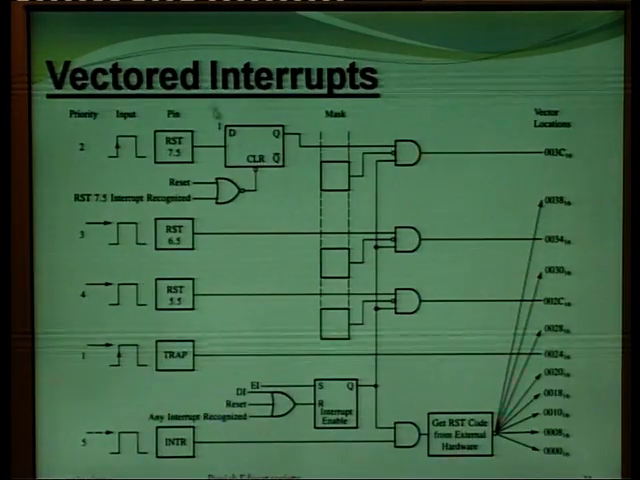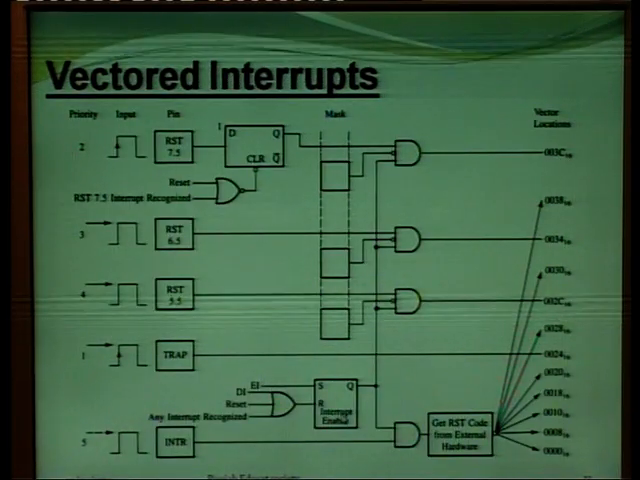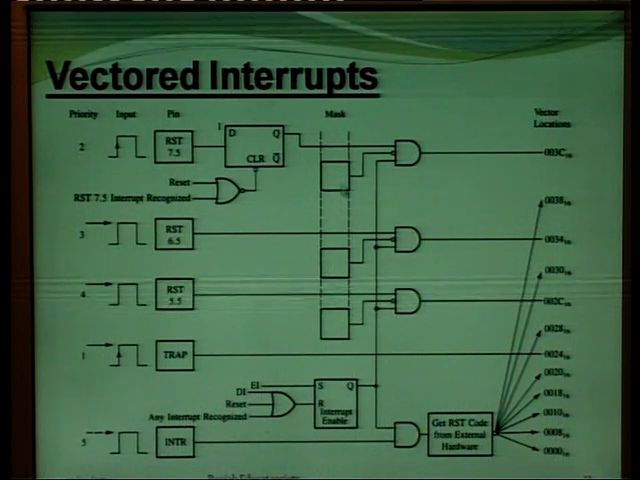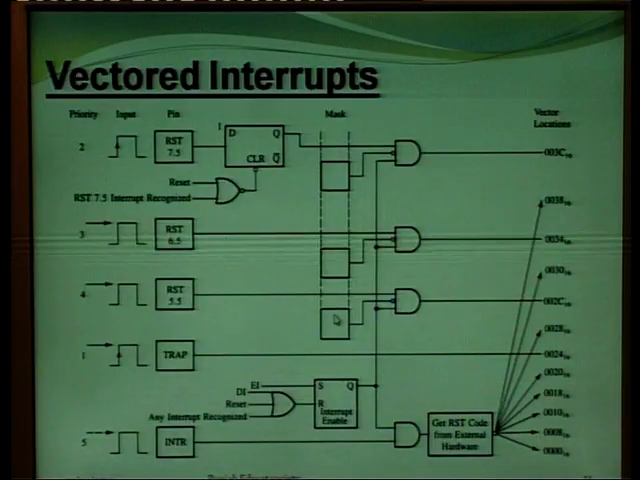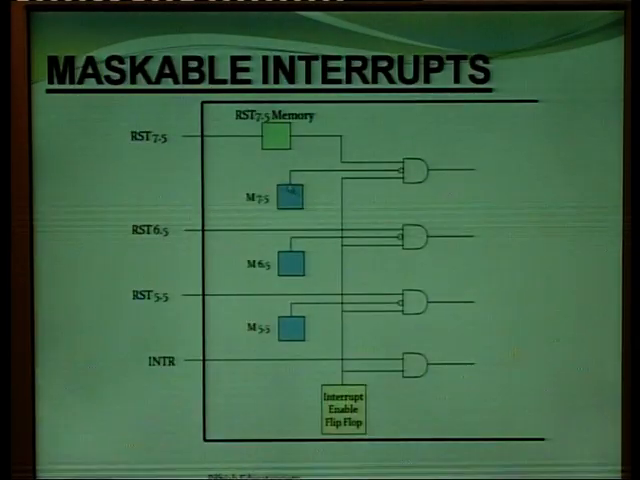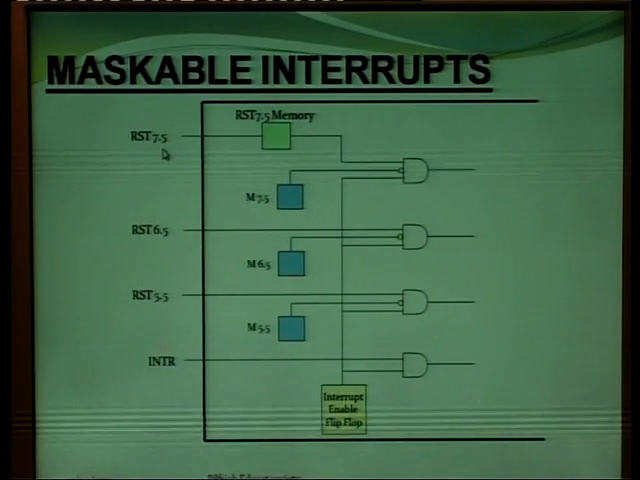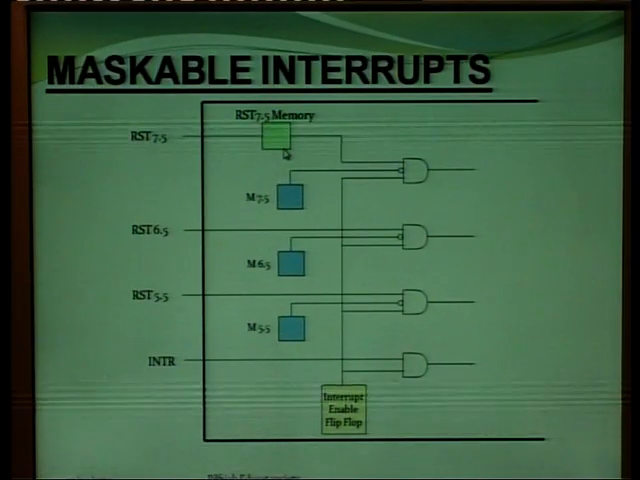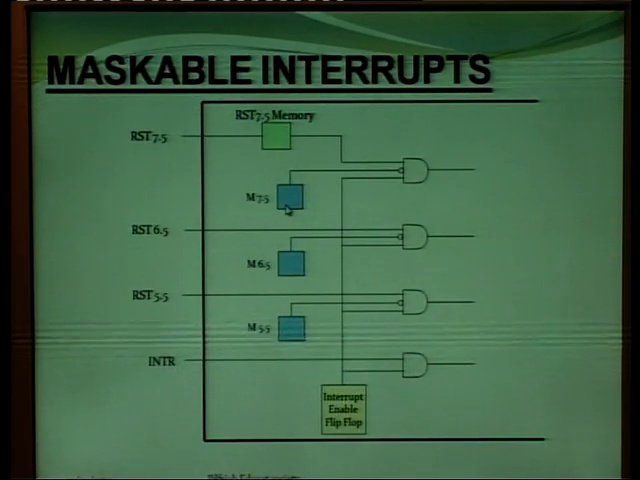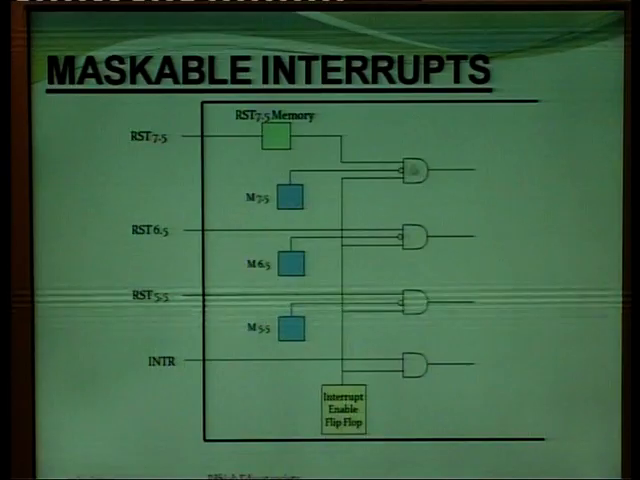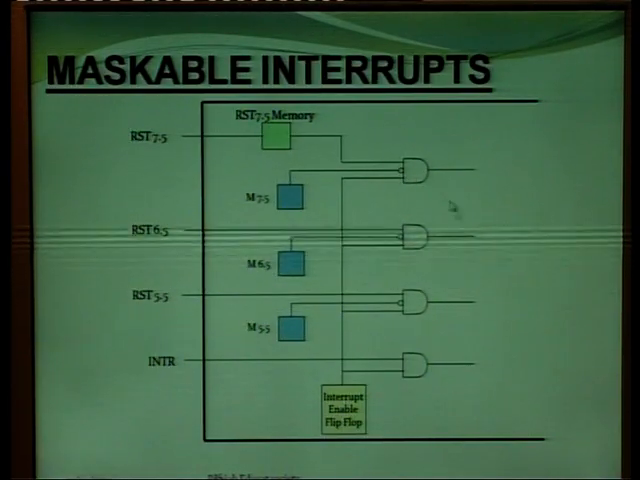So, these 3 interrupts can be enabled or disabled by this interrupt enable flip flop. Also, these interrupts can be masked or non-masked through these 3 bits individually. So, this is a diagram for the maskable interrupts, whereas RST 7.5 has a particular memory. It can be masked by this bit M 7.5. If this is 1, this AND gate is 1 means this is complement, it is 0, this gate is off. So, it is interrupt off.